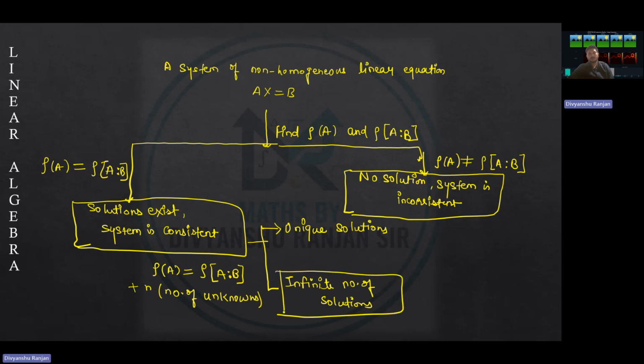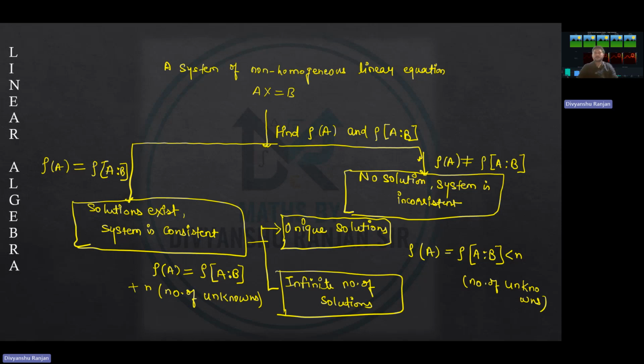Okay, so these are the basic things that must be known for every student. Here I am taking rank of A equal to rank of A augmented B, and which is less than n, where n is our number of unknowns. So these are the cases we study when a system is a non-homogeneous linear equation, where Ax is equal to b. So we must know about this.